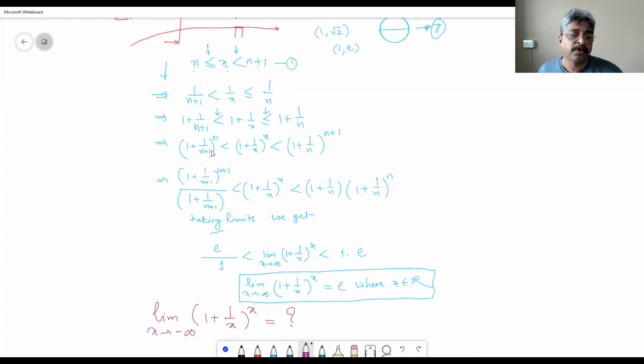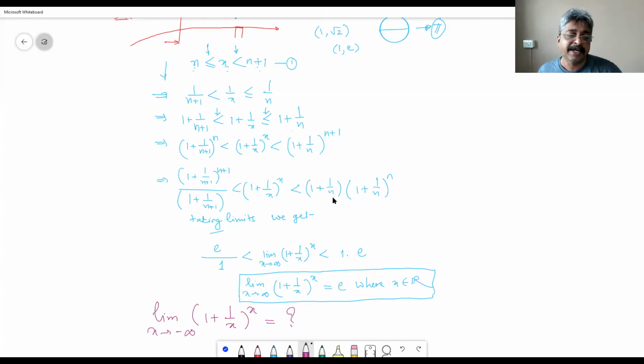So if we want to prove this, further steps are powers n and n plus 1 we have taken, but we want n plus 1 to be here. Therefore we divide by that bracket. We want n and not n plus 1 here. Therefore we multiply by that bracket.